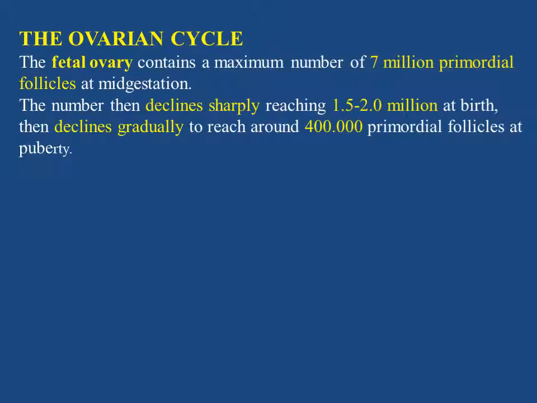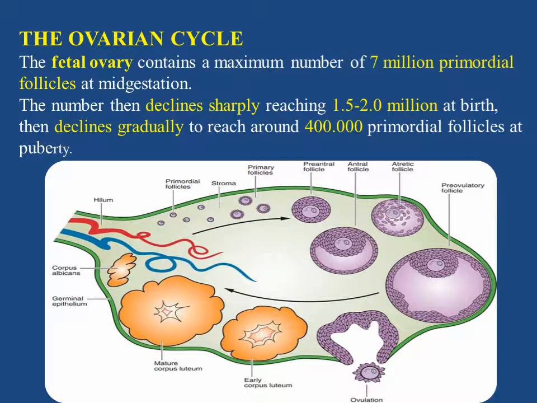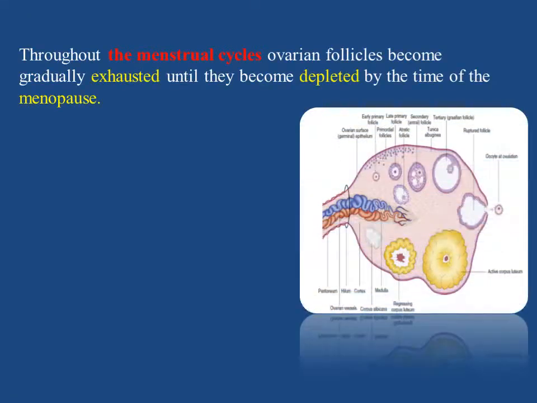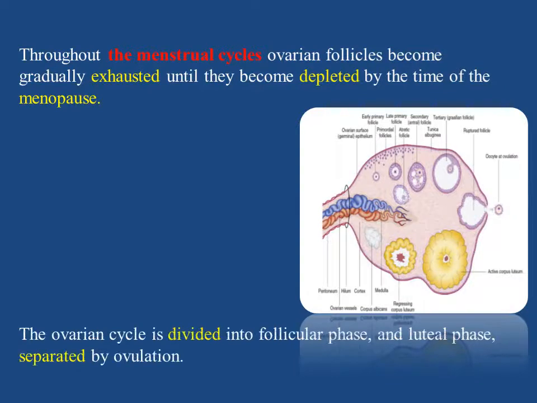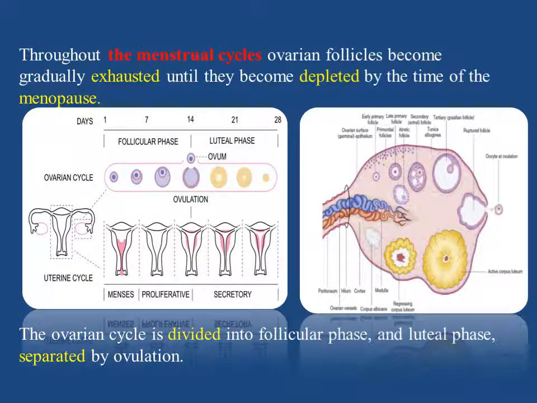The ovarian cycle. The fetal ovary contains a maximum number of 7 million primordial follicles at mid-gestation. The number declines sharply, reaching about 1.5 to 2 million at birth, then declines gradually to reach 400 primordial follicles. Throughout the menstrual cycle, the ovarian follicles become gradually exhausted and depleted by the time of the menopause. The ovarian cycle is divided into the follicular phase and the luteal phase, separated by ovulation.